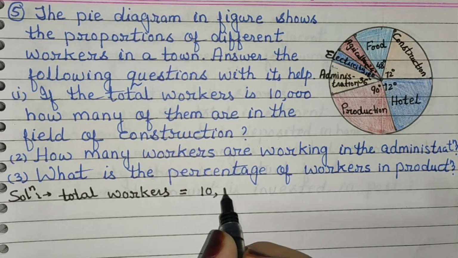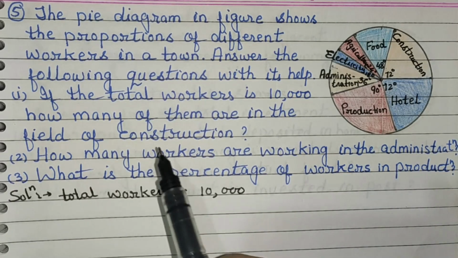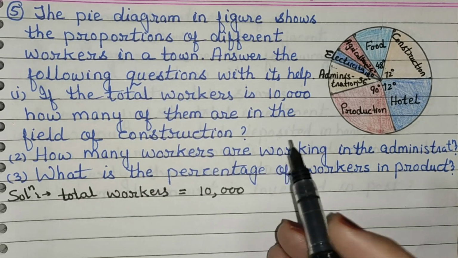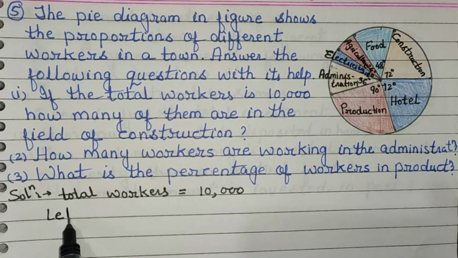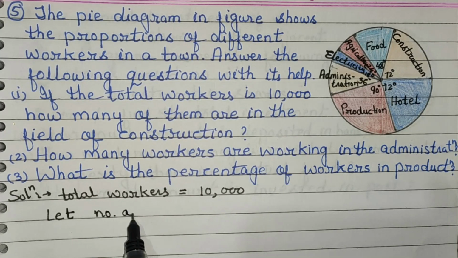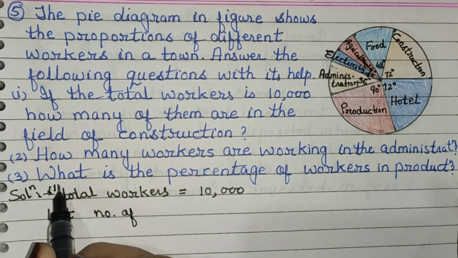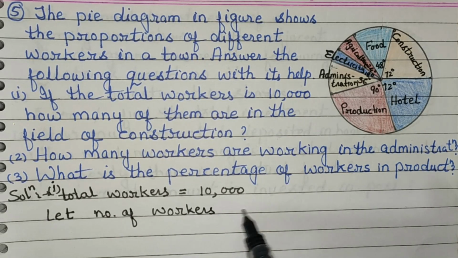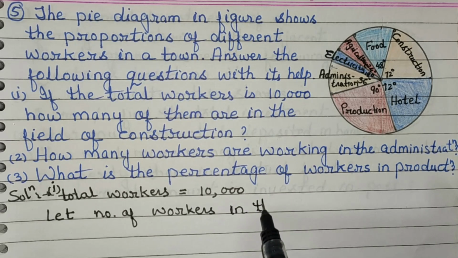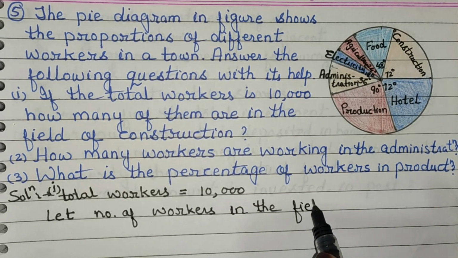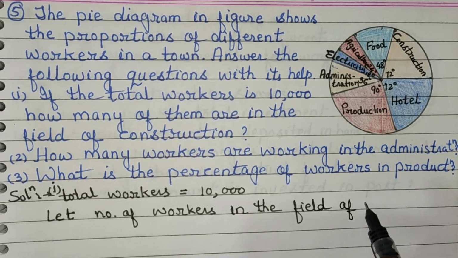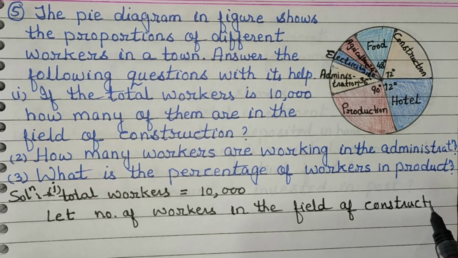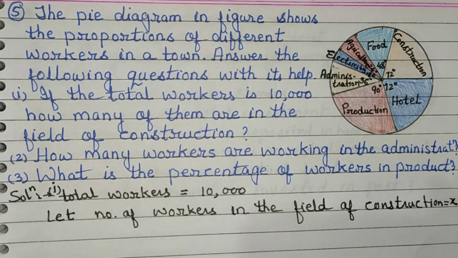Now given here total workers, write down here, is equal to 10,000. Now our aim is to find how many of them are in the field of construction. Therefore let number of workers, it is for first question, in the field of construction is equal to x.